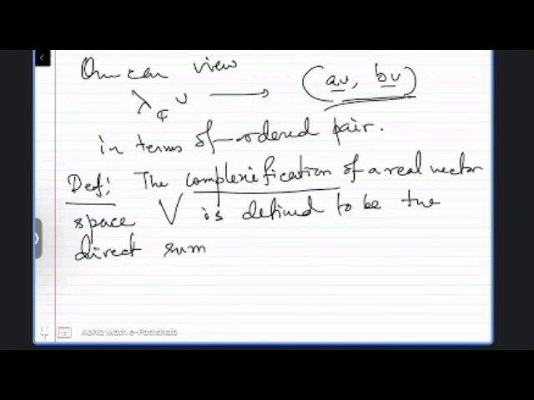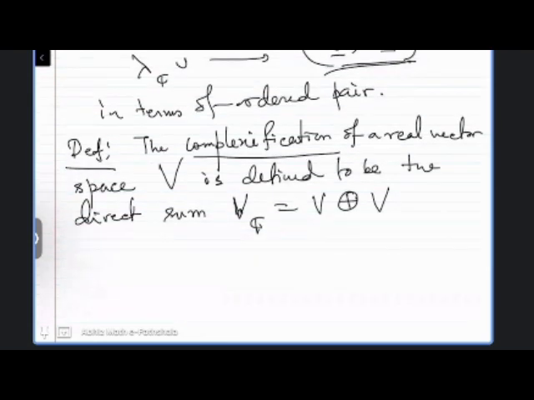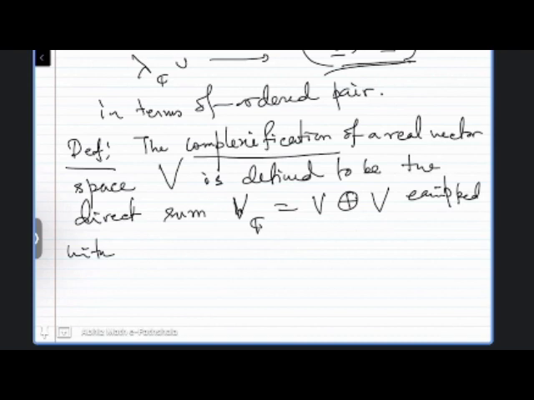V plus V. I'm just taking the direct product of V with itself, or you can say the direct sum of V with V, equipped with the scalar multiplication.